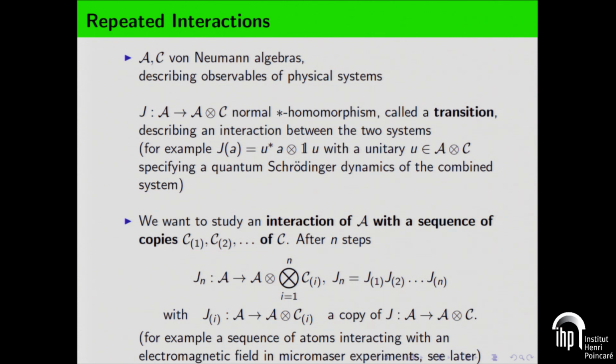So you see it's the Heisenberg picture. It first interacts with system 1, then it interacts with system 2, and so on until system n. That's what we have after n steps. For example, and that's what we'll see later, we can think of a sequence of atoms interacting with an electromagnetic field in Micromaser experiments. We'll come to that.